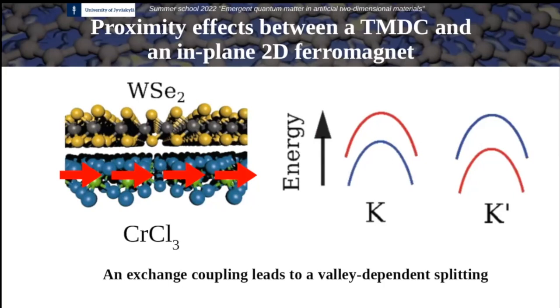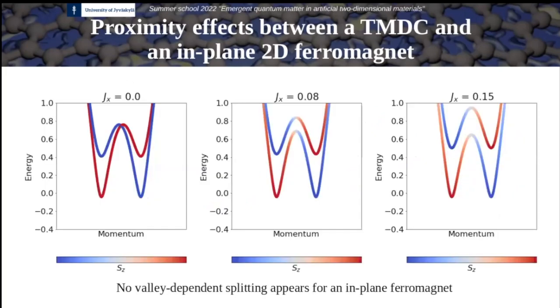For this chromium trichloride, you essentially don't get any splitting of your K and K prime bands. No matter how strong your exchange coupling is, K and K prime are always degenerate, and the only thing that happens is that you open up a gap at high energies, at the point where they cross. So thanks to the Ising spin orbit coupling, you can distinguish whether a two-dimensional magnet is an out-of-plane magnet or an in-plane magnet. If your magnet drives a valley current, then you have an out-of-plane magnet. If it doesn't, then you have an in-plane magnet.